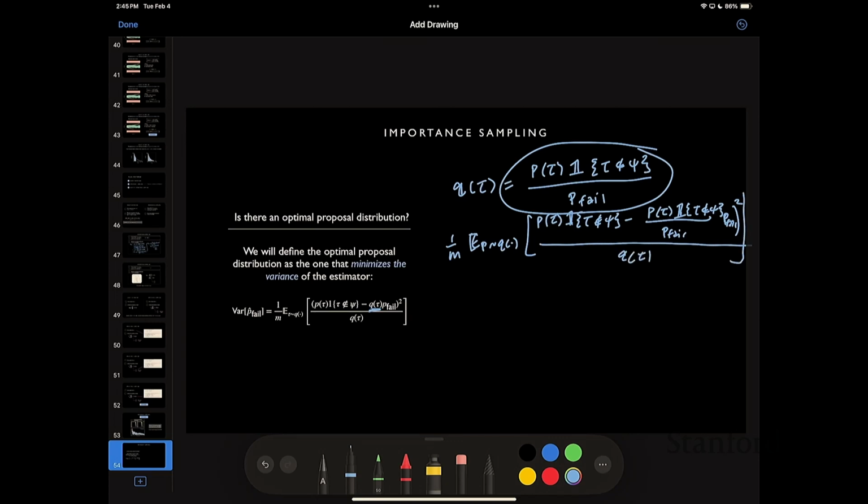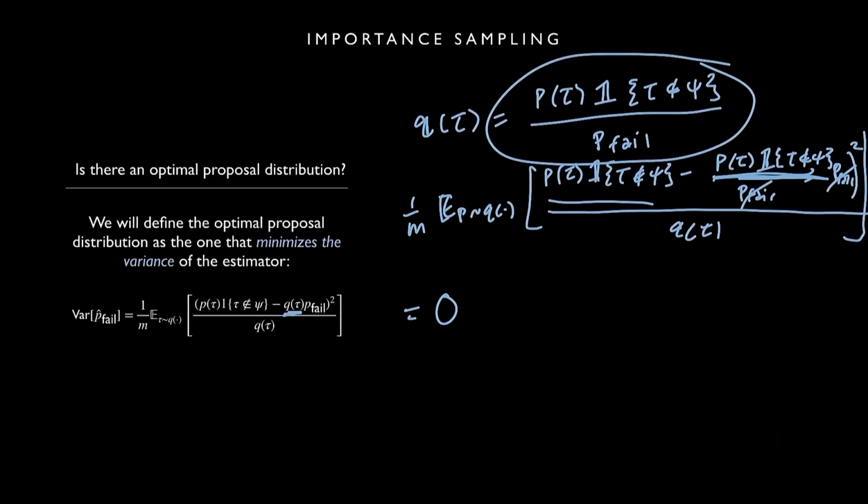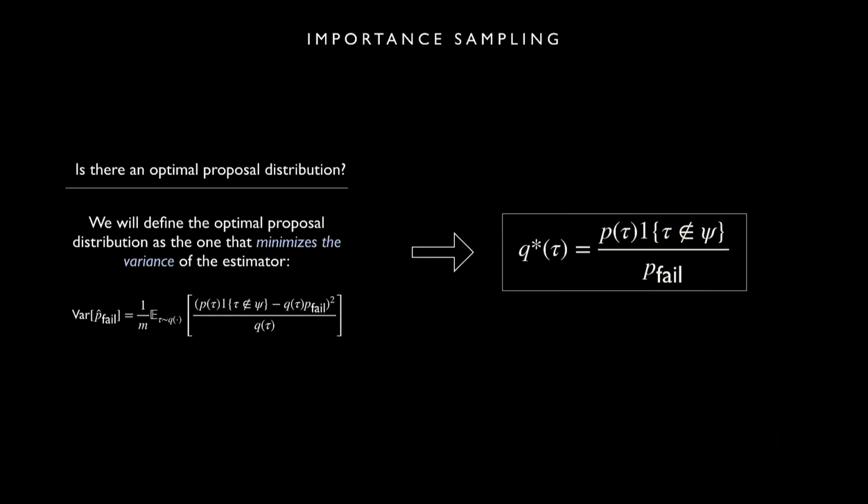Okay, and if we look here, stuff's going to cancel out. This P fail is going to cancel out with this one. And then we have this minus this, which is the same thing. And so, as you might have guessed, we're going to get 0. So the lowest we can make the variance is 0. So the proposal that minimizes this variance is going to be this one here. Let me make this easier to see. We basically just showed that the optimal proposal distribution is equal to this distribution here.